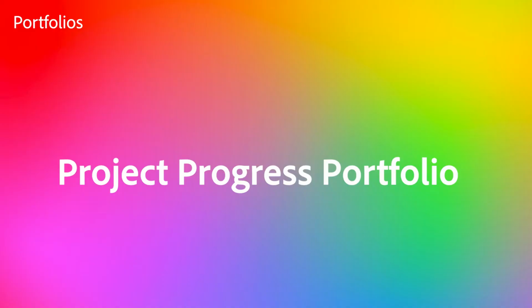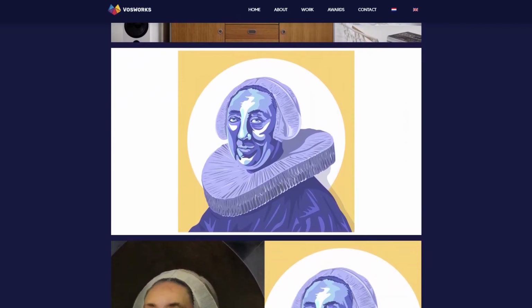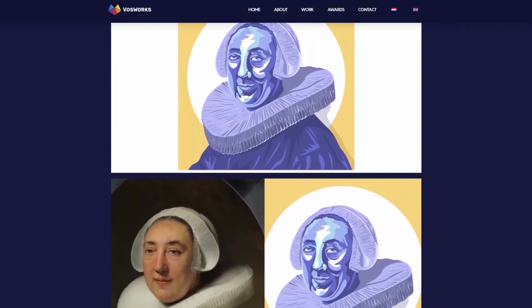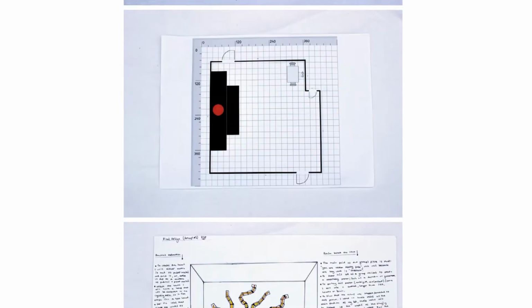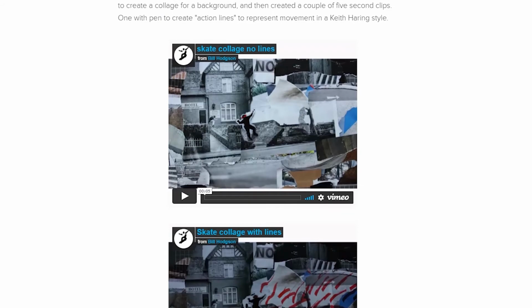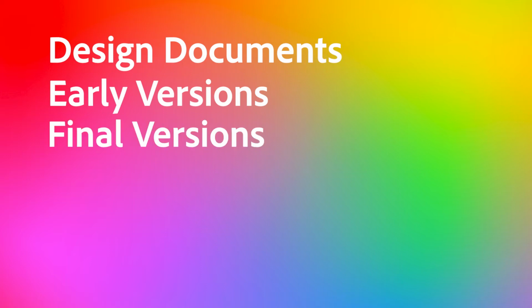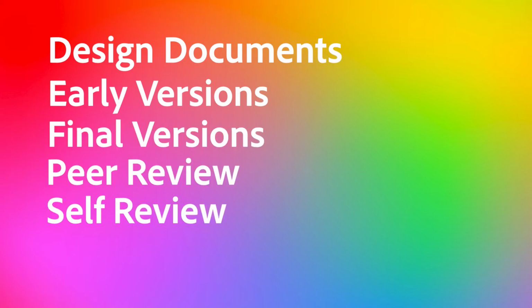A project progress portfolio contains a more complete selection of work around a particular project. The portfolio reflects the span of work done on a project, showing stages from early ideas to completion. An example would be to show all the work completed while learning about particular products or skills. The portfolio would include design documents, early versions, final versions, peer review, and self-review.